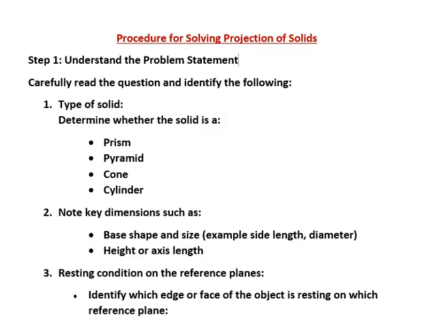That is, first we have to analyze the type of solid, whether the given solid is a prism, or pyramid, or cone, or cylinder. Once we have identified the type of solid, then we have to see the dimensions: its base shape and the size, or height, or axis length of the object. These things we have to analyze.